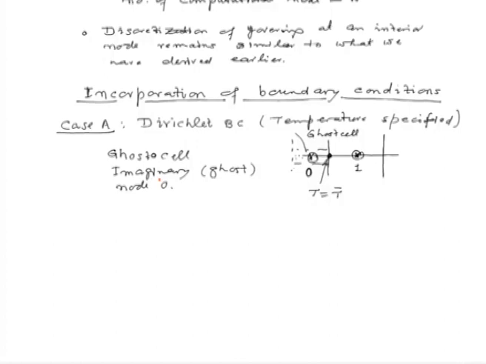Now this would appear in our central difference approximation at node 1. So if we look at the approximation of our term d2T by dx squared at node 1, this would be given by T2 plus T0 minus twice T1, divided by delta x squared. Okay. So now this T0 is really not a part of our solution, we have just introduced it to handle the boundary condition.